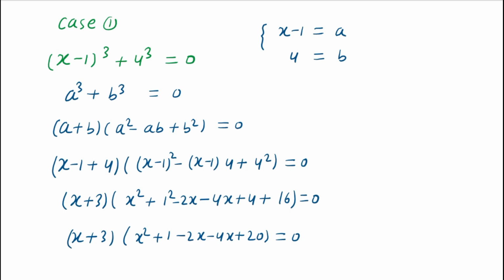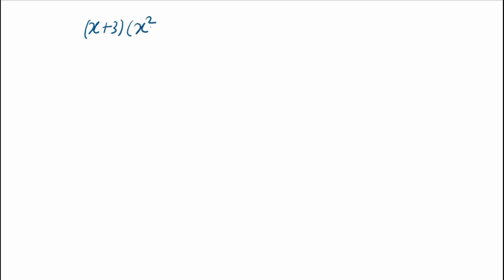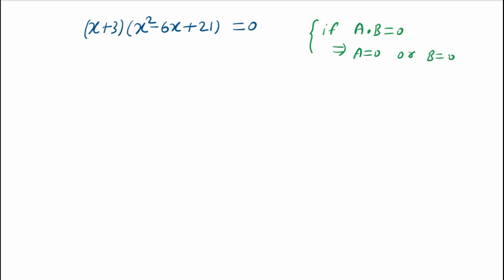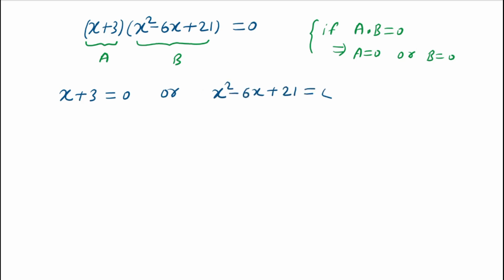So here x² − 6x + 21, x² − 6x + 21, and this is equal to 0. Now we will apply this rule: if a times b is equal to 0, this implies a is equal to 0 or b is equal to 0. This expression is a and this expression is b. If we apply this rule, then you can say here x + 3 is equal to 0, or x² − 6x + 21 is equal to 0. Here the value of x is equal to −3.